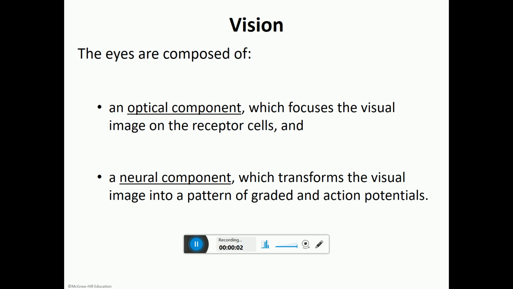Now in this portion, we'll start talking about special senses. The first sense to talk about is the sense of vision. Now the eye, or the organ of vision, is made out of two different components. There's an optical component, and that is the part of the eye that focuses the rays onto the receptor cells, our rods and cones. And then there's a neural component where the rods and cones are going to transmit that light into a graded and then into a full action potential.